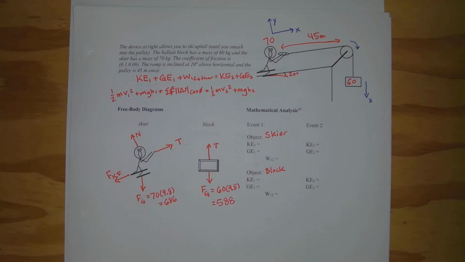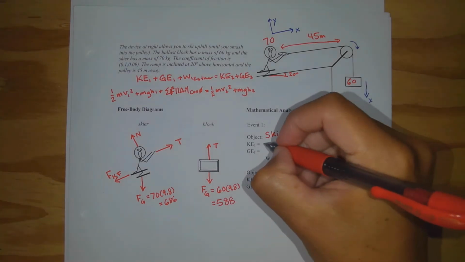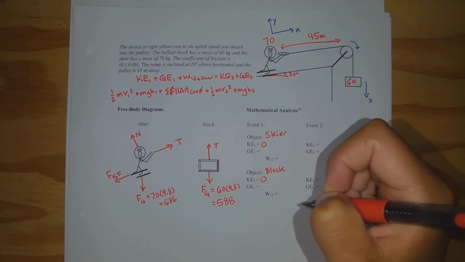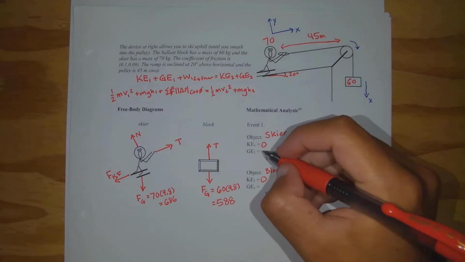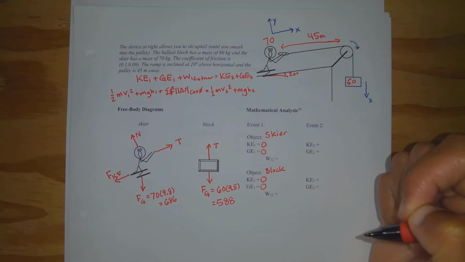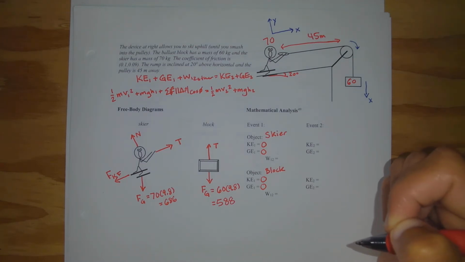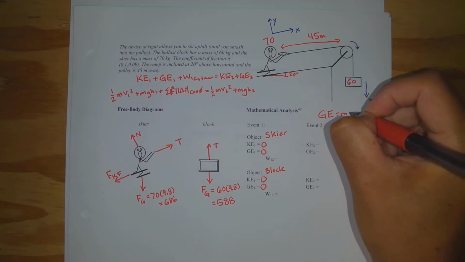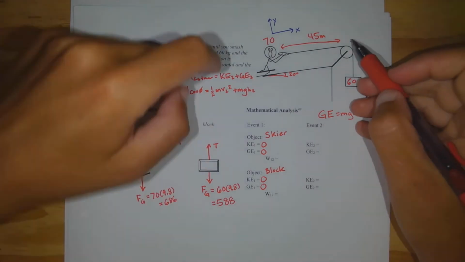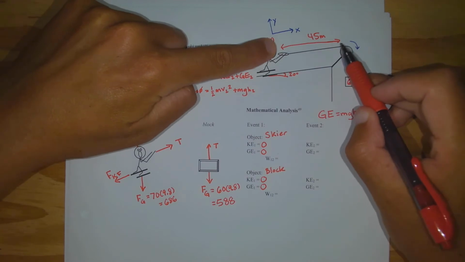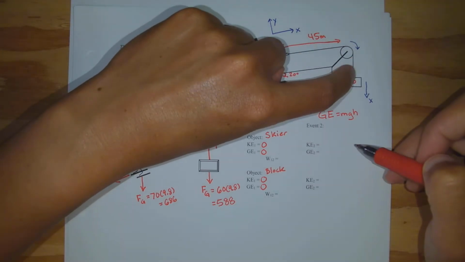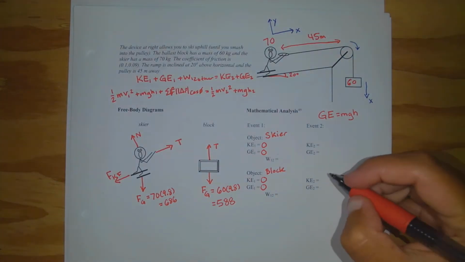The skier and the block start from rest, so kinetic energy is 0 for the skier and 0 for the block, and let's set the reference point for gravitational potential energy to be the initial height of the skier and the initial height of the block. And then let's look at final gravitational potential energy. So remember, gravitational potential energy is m times g times h. When the skier goes 45 meters uphill, 45 meters of rope is going to go over the pulley, so the block ends up 45 meters below where it started from.